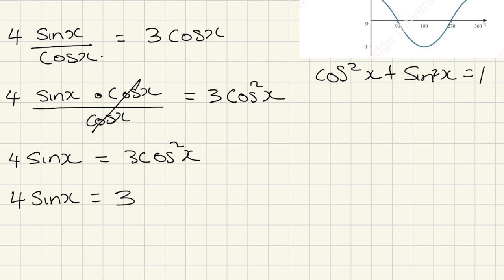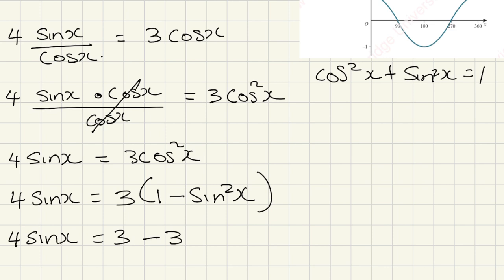So this becomes 4 sine x is equal to 3 times, I have to take the sine onto that side, 1 minus sine squared x. Now, I can expand this: 4 sine x is equal to 3 minus 3 sine squared x. Then bring things to the other side. It's going to be 3 sine squared x plus 4 sine x minus 3 is equal to 0.